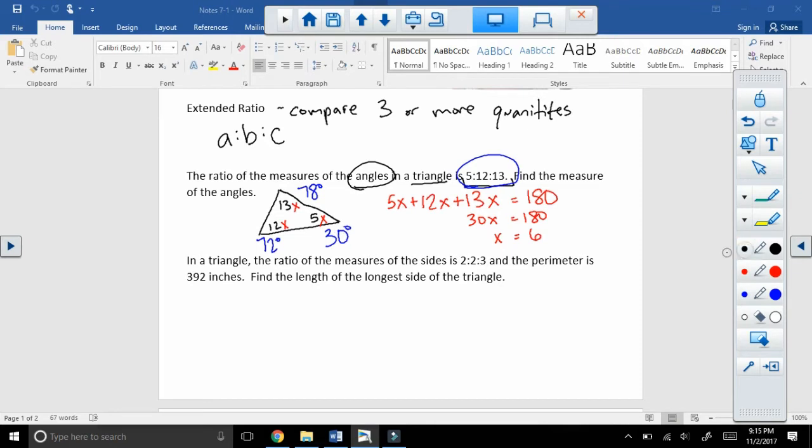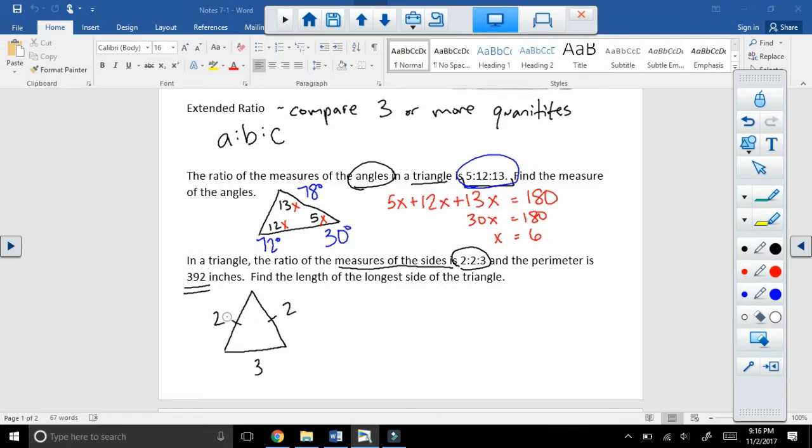For the next one, it's set up the same way, except now it's talking about the measure of the sides, and this is your ratio for the sides. When they give you the sides, they also have to give you the perimeter, because that can vary. And because the ratio is 2 to 2 to 3, I know that this is an isosceles triangle, and those sides are not actually 2, 2, and 3, because that adds up to a far cry from the 392 that it has to be.